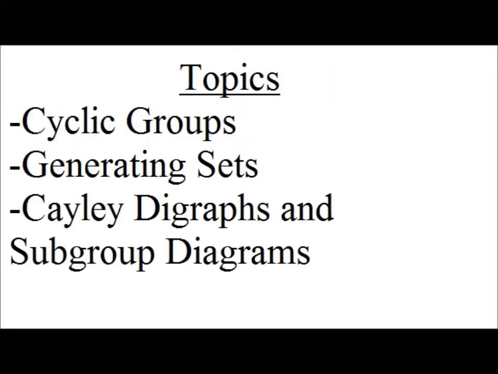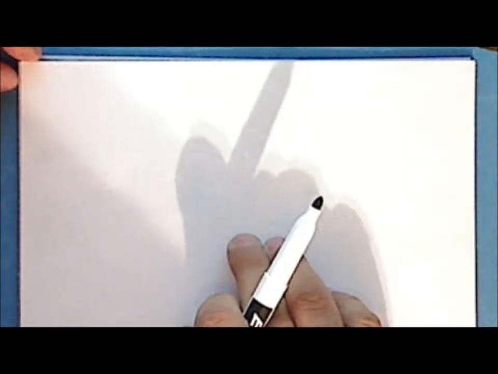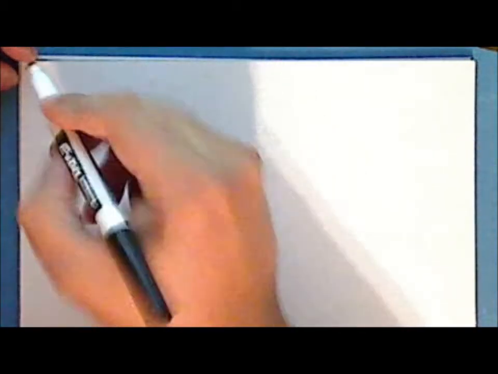The topics that we'll explore in this lecture include a continuation of our study of cyclic groups. We'll look at groups generated by finite sets, and we'll look at Cayley digraphs and subgroup diagrams. Okay, so we'll start with the first exercise from the previous lecture, and we'll state this as a theorem.